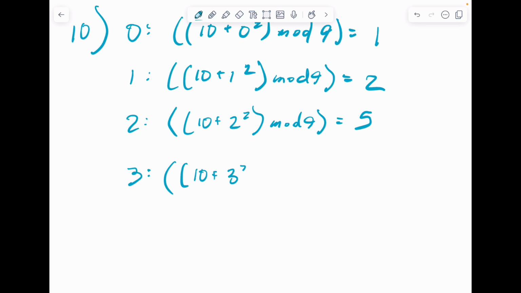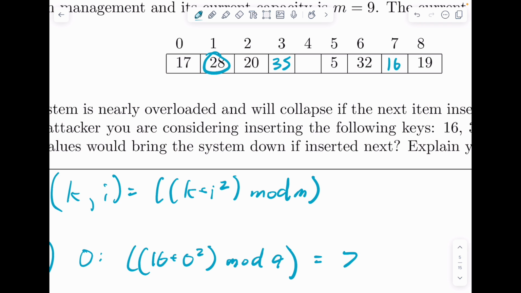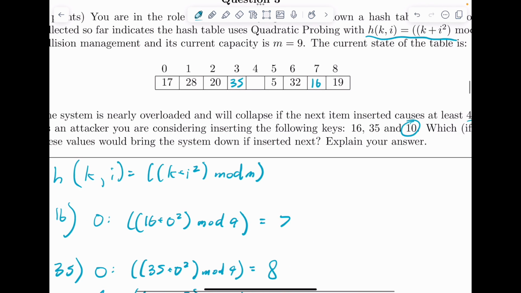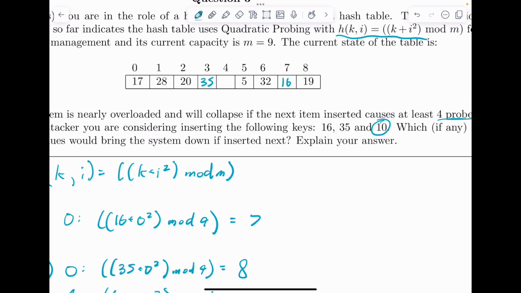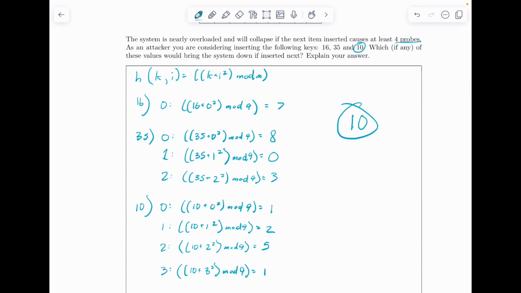So 10 plus 3 squared modulus 9 equals, let's see, 19 modulus 9 is 1. And yeah, okay, it's still brought down the table. So there are definitely 4 probes here, at least. And the key of 10 successfully brought it down. Yay us.